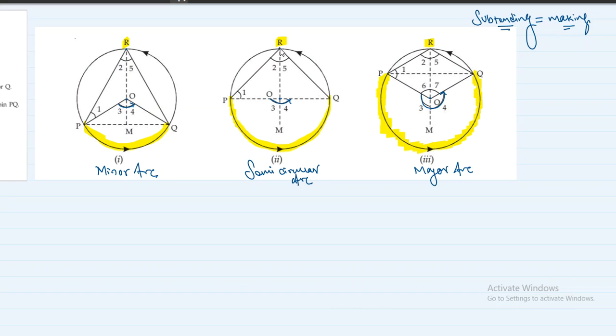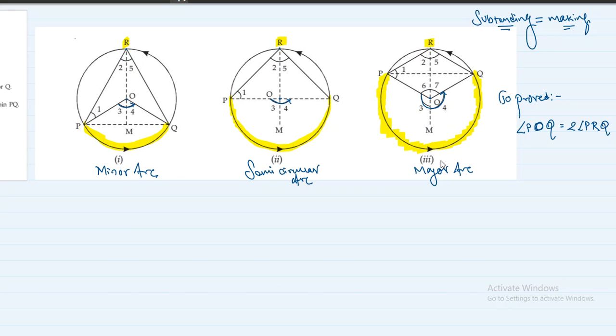In the remaining part of the circle we have selected point R, and the angle made by arc PQ at the remaining part of the circle is angle PRQ. So what we have to prove? We have to prove that the angle subtended by an arc at the center, POQ, is double the angle subtended by the same arc at the remaining part of the circle, PRQ. POQ is double PRQ. That is what we have to prove.